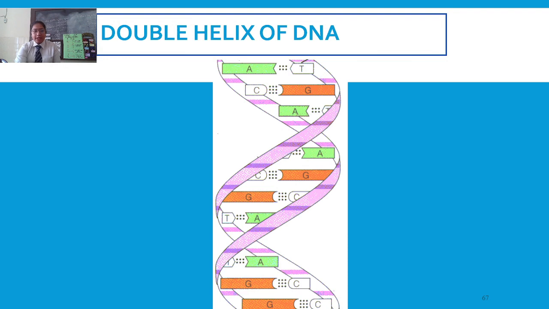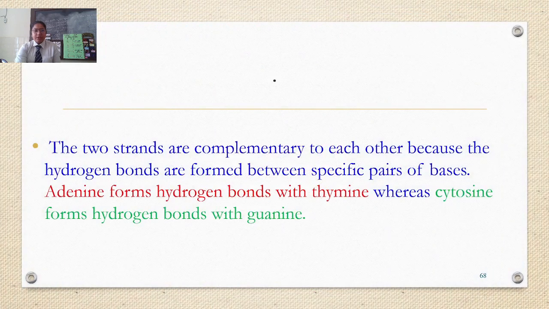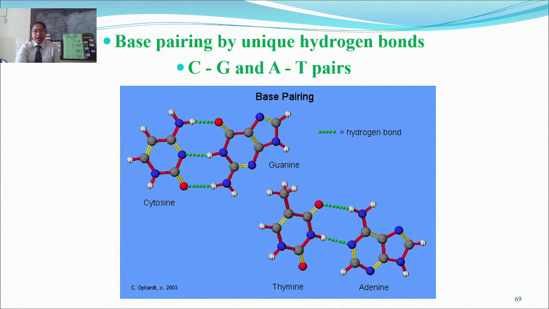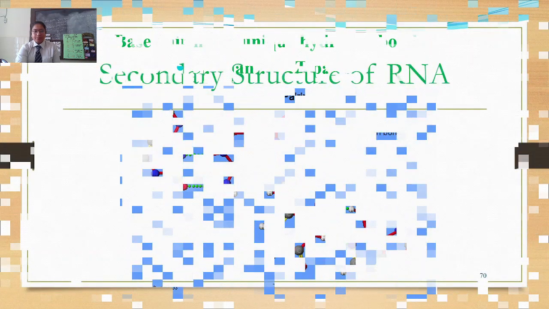Adenine and thymine are attached with 2 hydrogen bonds, and cytosine and guanine are attached with 3 hydrogen bonds. The 2 strands are complementary to each other because the hydrogen bonds are formed between specific pairs of bases. Adenine forms hydrogen bonds with thymine, whereas cytosine forms hydrogen bonds with guanine. Base pairing by unique hydrogen bonds, C with G and A with T pairs.